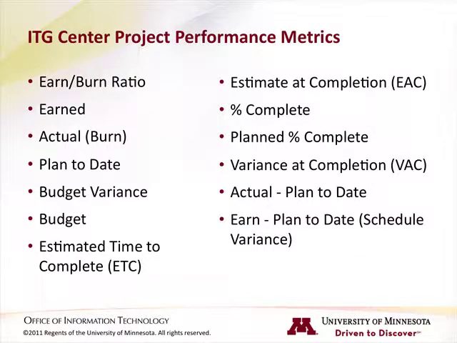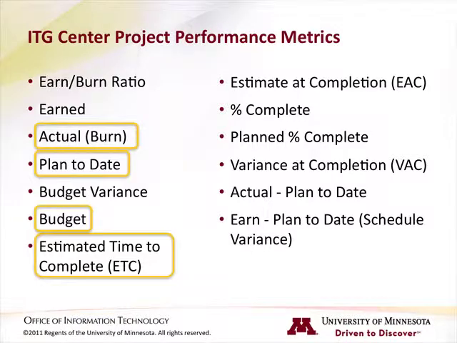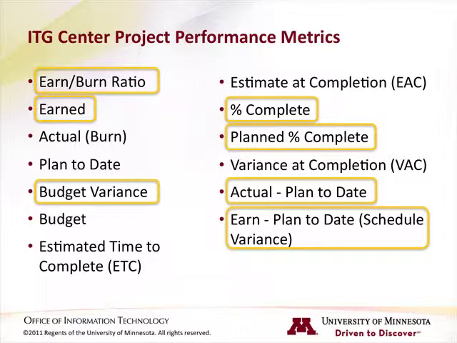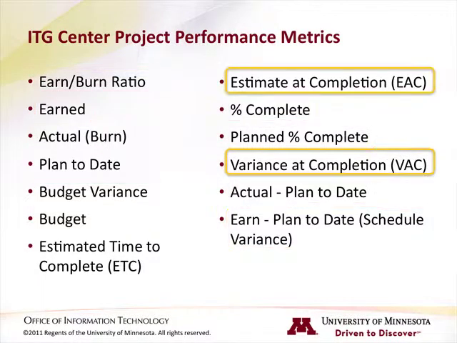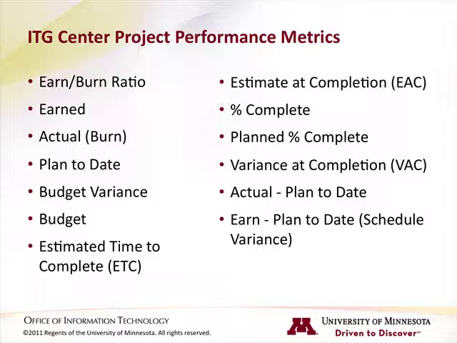In previous videos, we have defined the 13 project performance metrics available in ITG Center. We saw that there are four core metrics that are pulled directly from data in ITG Center. The remaining nine metrics are calculated from the core metrics, seven of which provide information about the current state of the project, and two that forecast the future state of the project at its conclusion. These 13 metrics provide project managers with valuable information about the performance of their projects.